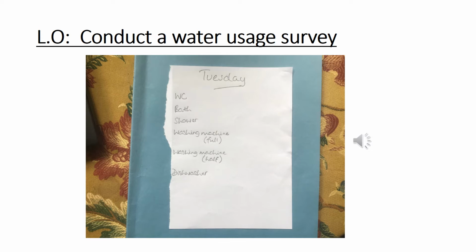This is also a job to do on Monday. You need a couple of scraps of paper. Can you see I've just used some scrap paper here? And you're going to create a checklist for noting down how often the loo, the bath, the shower, full loads in the washing machine, half loads in the washing machine, and the dishwasher are used.